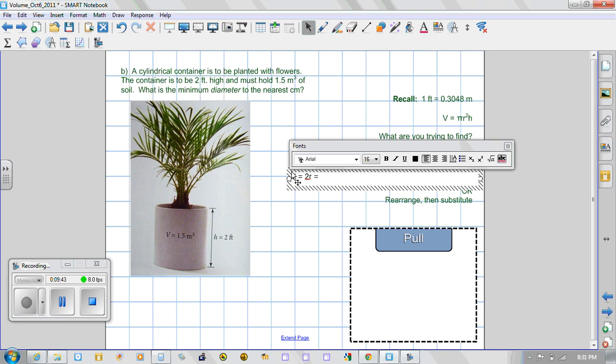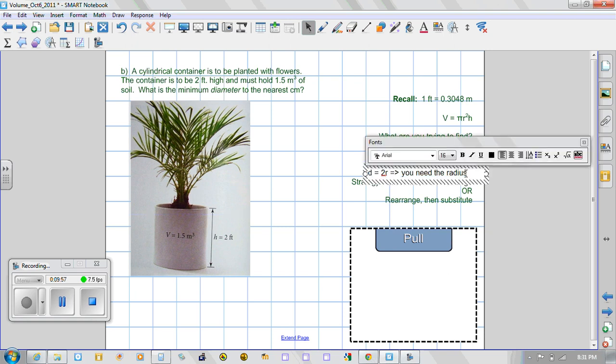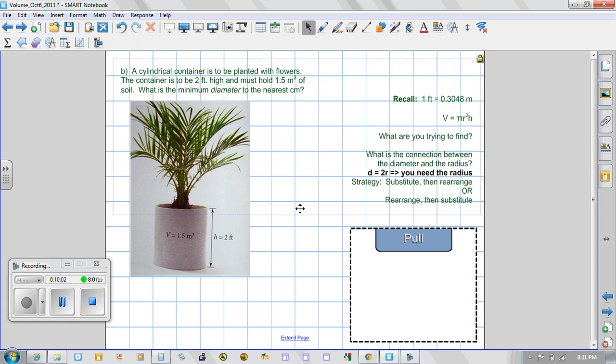which means that you need the radius, and it's not provided, right? It's not provided in the diagram. So that should be our focus. So when we come back to part 3, we're going to enter into a calculation that involves the formula for the volume of a cylinder, as well as the relationship between the diameter and the radius.